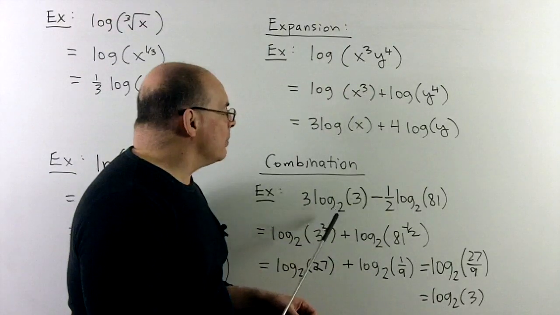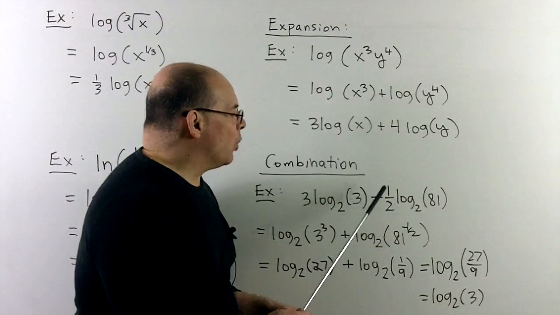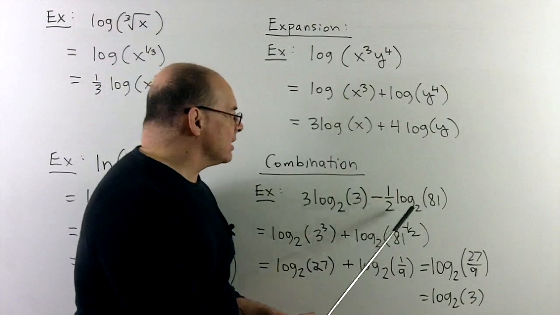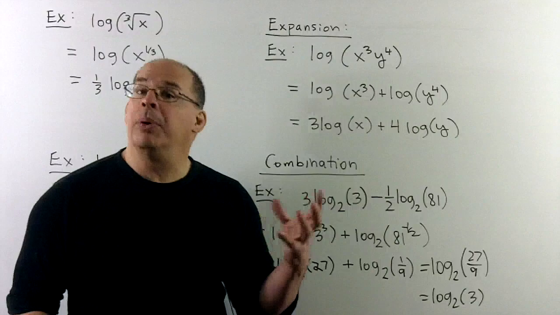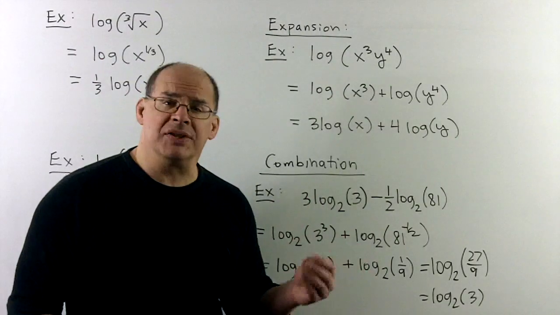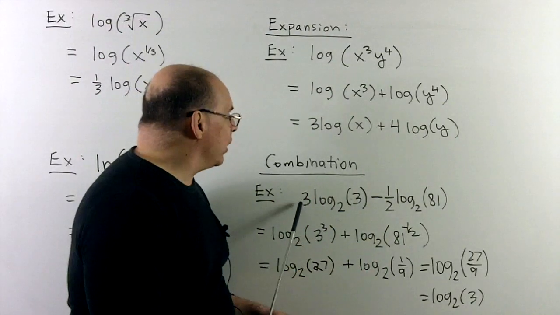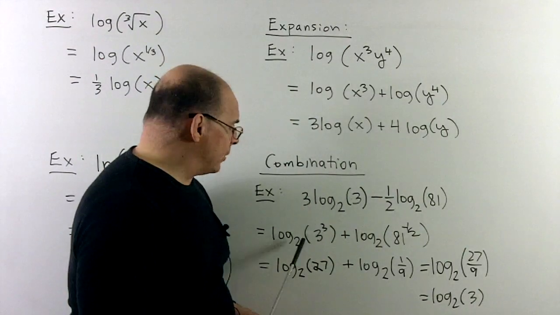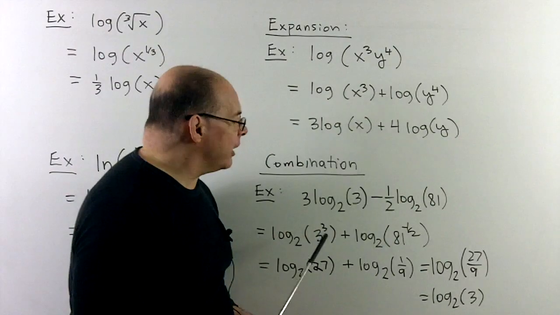We've got 3 log base 2 of 3 minus 1/2 log base 2 of 81. We have the same base, log base 2. I want to put this together. We've got to clean things up first, though. So the 3 comes to the inside to get rid of the 3 in front. That goes to 3 cubed. That goes on the 3.